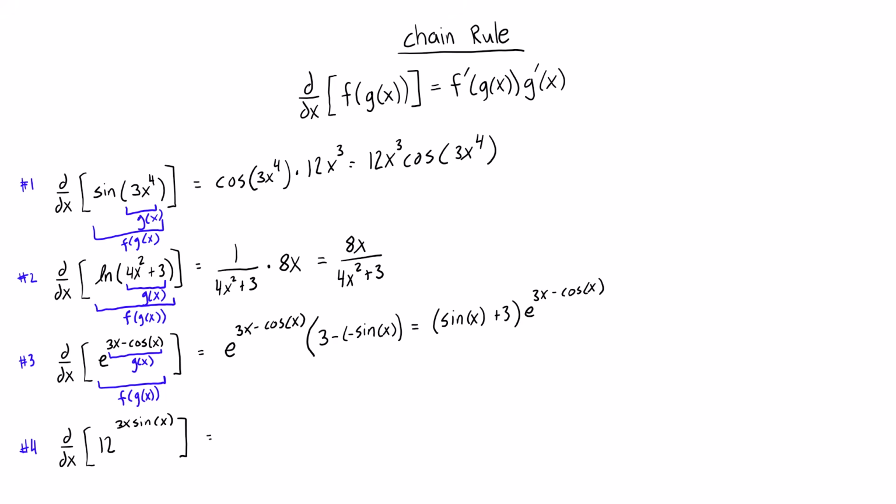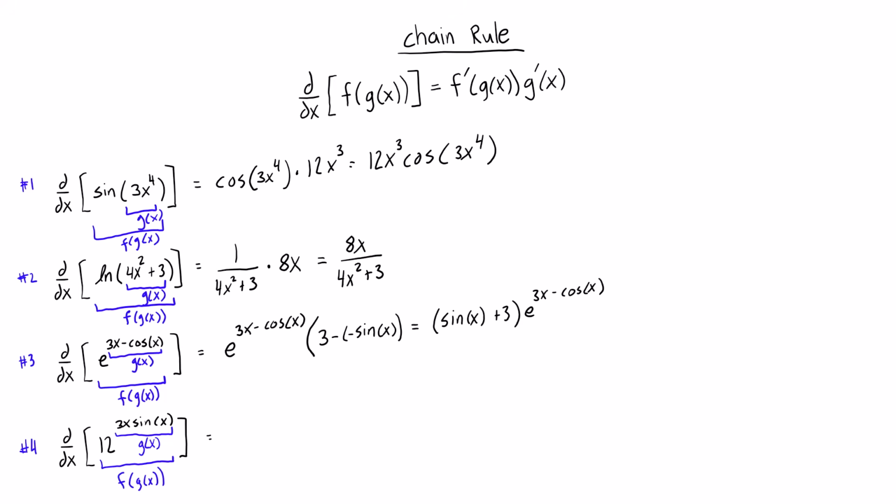All right, let's go through and do the final example here. So let's identify what's going on here. We have 12 to the power of 3x sine x. So again, this whole exponent up here is going to be called g of x. This is a function of x. And the larger part of it we're going to call f of g of x. So we're looking for f prime of g of x, which is just the derivative of the outside, times g prime of x, which is the derivative of the inside g of x.